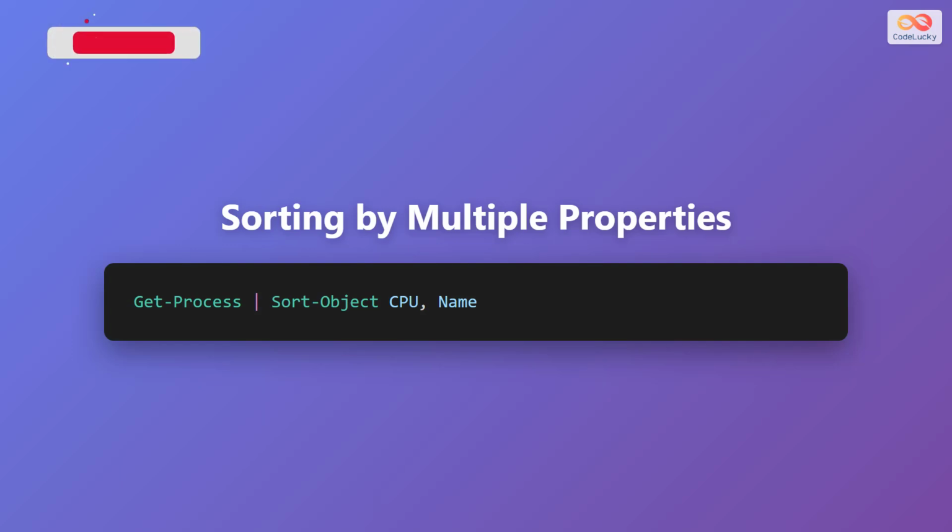You can sort by multiple properties at once by listing them separated by commas. When you do this, PowerShell sorts by the first property, and then for items that have the same value in that property, it sorts by the second property. In this example, Get-Process is sorted first by CPU usage, and then by name. So processes with the same CPU usage will be alphabetically ordered within that group. This gives you fine-grained control over how your data is organized.